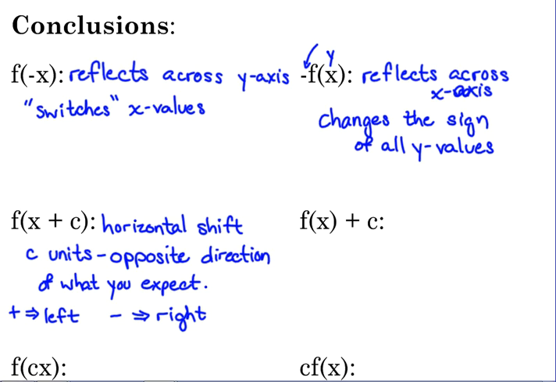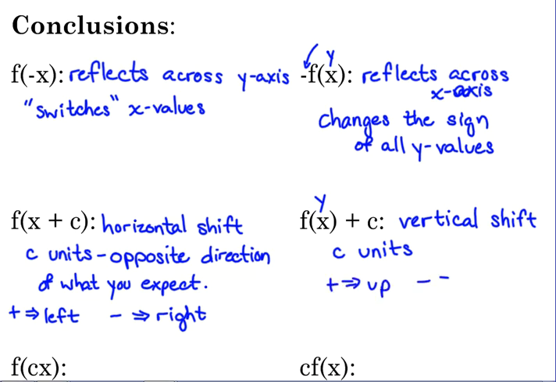Okay, f of x plus c, that's like adding c units to all of your y values. So that is a vertical shift. And since we're adding it to the y values, it's what we expect it to be. So it's c units in the direction we expect. So plus is going to go up, minus is going to go down.